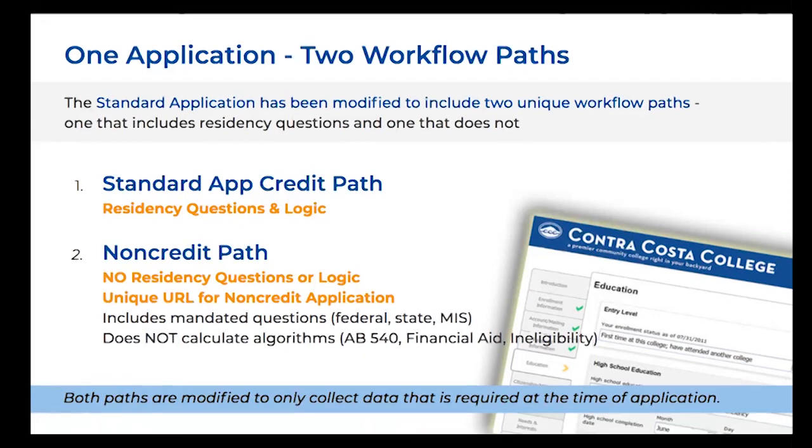Most of the rest of the features are the same as the standard app. So we're going to go through the application, look at each one of those. There will still be mandated questions, federally mandated and state mandated. Also, if it's an MIS requirement for both non-credit and standard credit students, those questions will be in there. But for the most part, it is streamlined and does not include residency or other different algorithm calculations such as AB 540 or the financial aid eligibility.